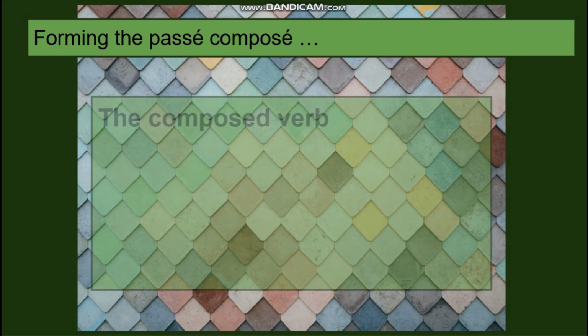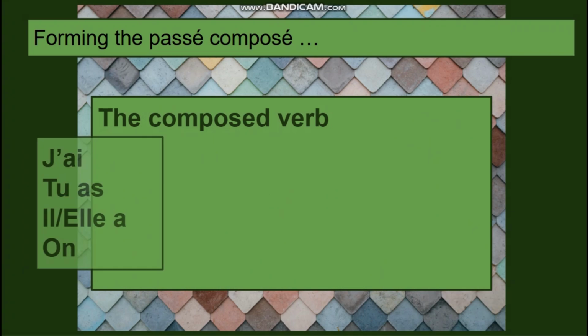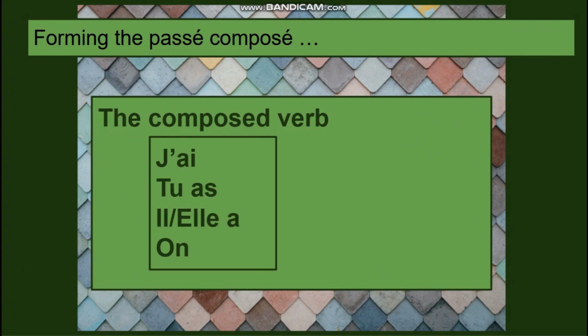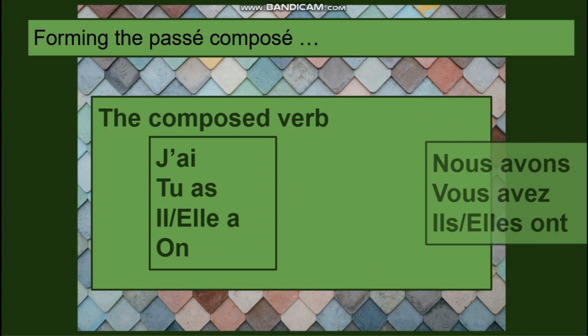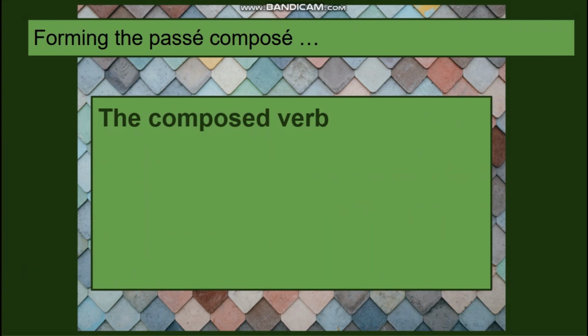Now, the first thing we have to do is figure out how to form the Passé Composé, which is a composed verb, which means that it has two parts. The first part requires an auxiliary, and that will be avoir. So here I've conjugated avoir: j'ai, tu as, il a, on a, nous avons, vous avez, ils, elles ont. Now, here's the thing. That's just the first part of the Passé Composé.